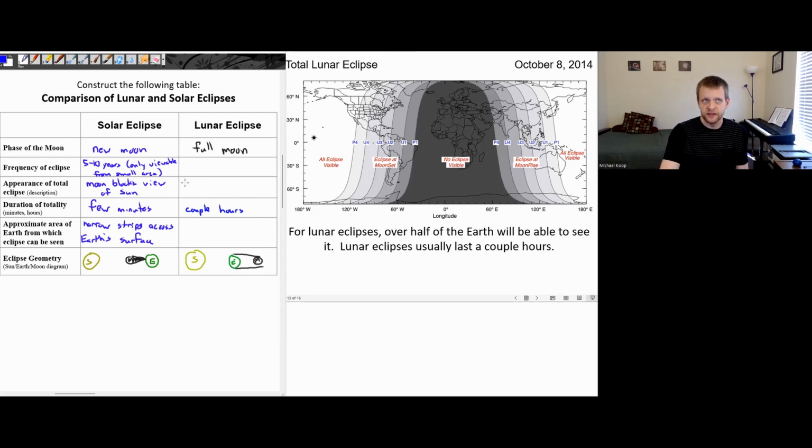The appearance is that we see the illuminated part of the moon not being illuminated anymore. The moon stops being illuminated when in Earth's shadow. Basically, if you're on any part of the Earth that can see the moon during those hours, which is about half of the Earth, you're going to be able to see that lunar eclipse. And these happen usually around twice a year.